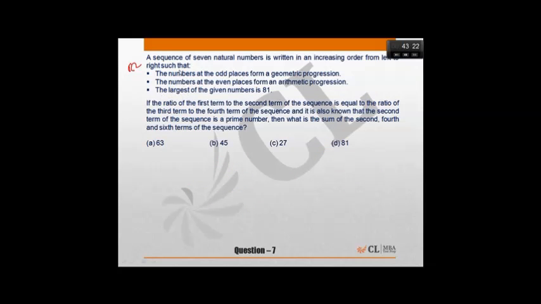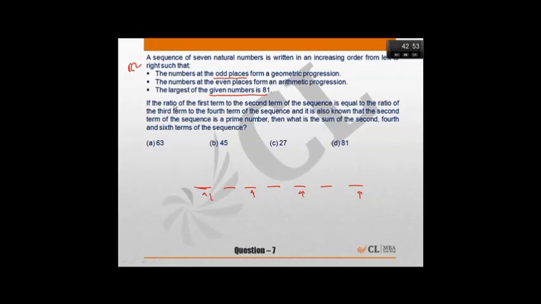Okay, question number 7. A sequence of 7 natural numbers is written in increasing order from left to right such that the numbers at the odd places form a geometric progression. 7 natural numbers: 1, 2, 3, 4, 5, 6, 7. The numbers at the odd places, 1, 3, 5, 7, form a geometric progression. The numbers at the even places form an AP. The largest of the given numbers is 81.